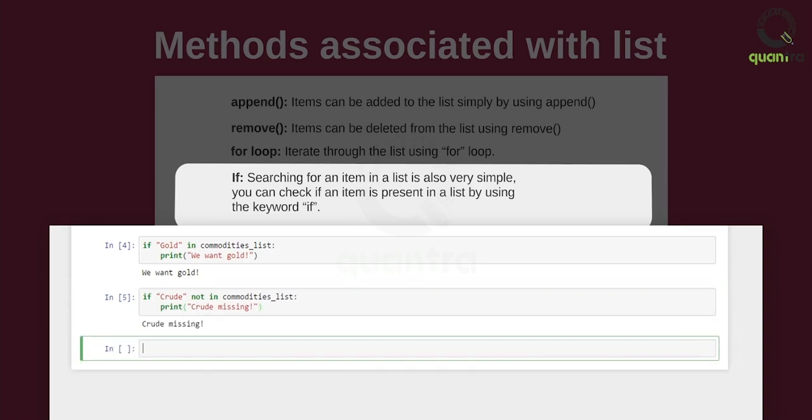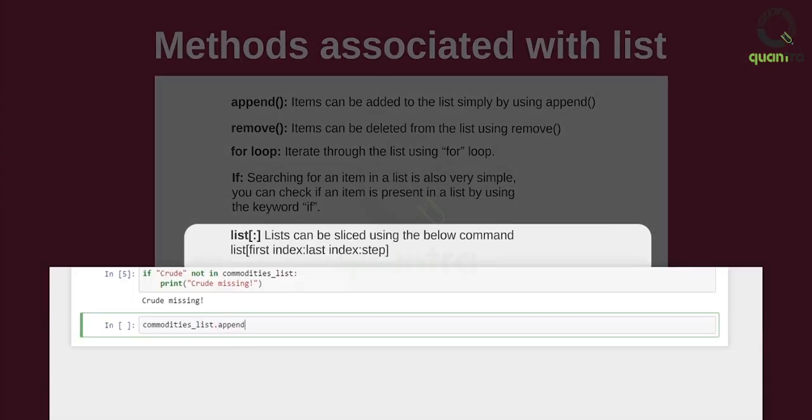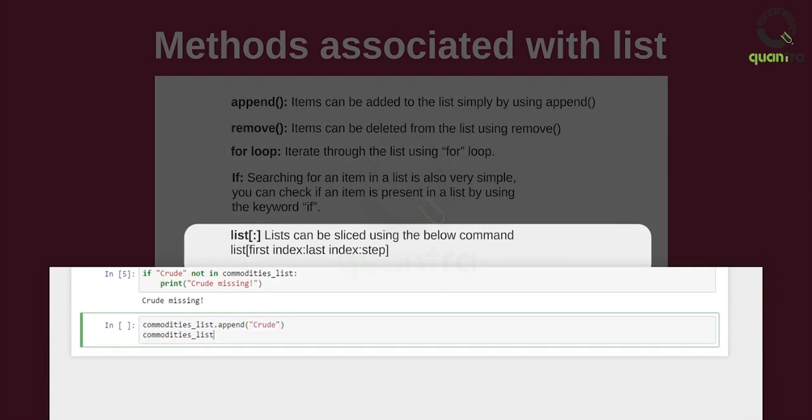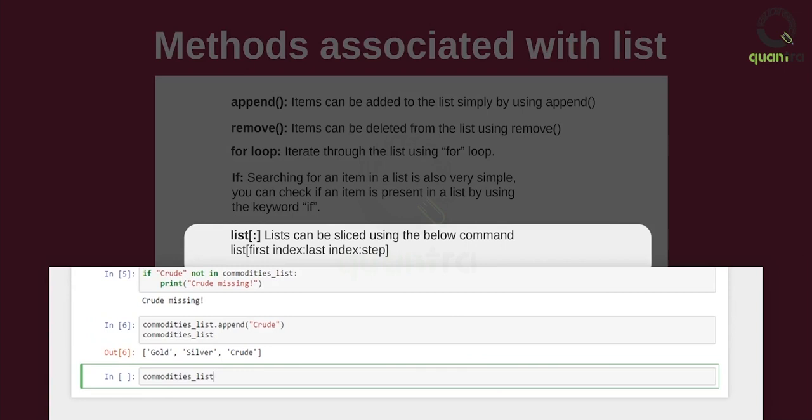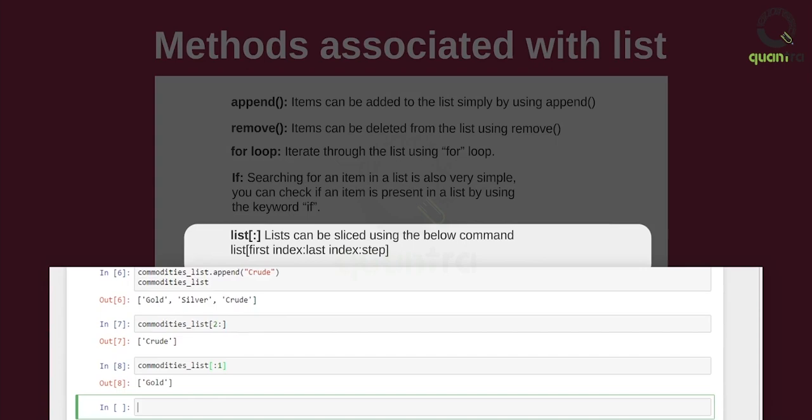This command that you see on the screen is used to slice a list. Before slicing, let us add another element crude to the list. The first command slices elements with index 2, and so the output is crude. The next one slices and shows elements before index 1, which is gold.